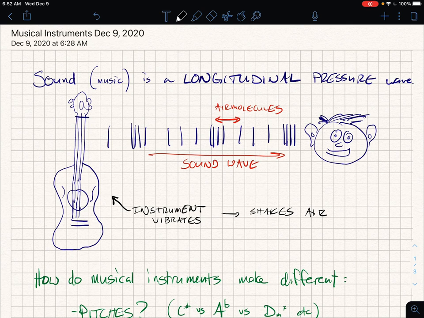So here's the thing. What I want to do with you guys today is talk a little bit about how musical instruments make different sounds. We're going to look at what the physics is behind how a guitar and a flute and a trumpet and a trombone work to tickle those little hairs on the inner part of your ear.